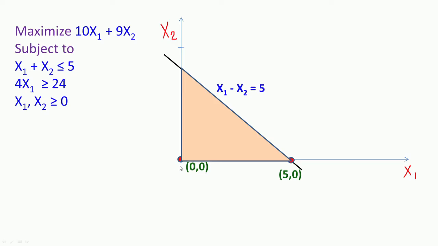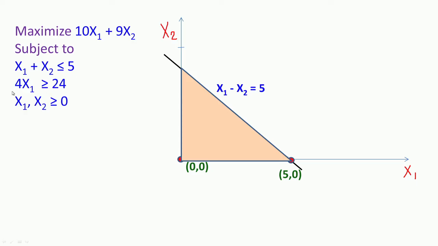Now, origin 0, 0 satisfies the inequality x1 plus x2 less than or equal to 5. So, this is the feasible region, the triangle that we have shown in a different color is the feasible region to this problem. Every point on this, including these points, is the feasible region for the first constraint.